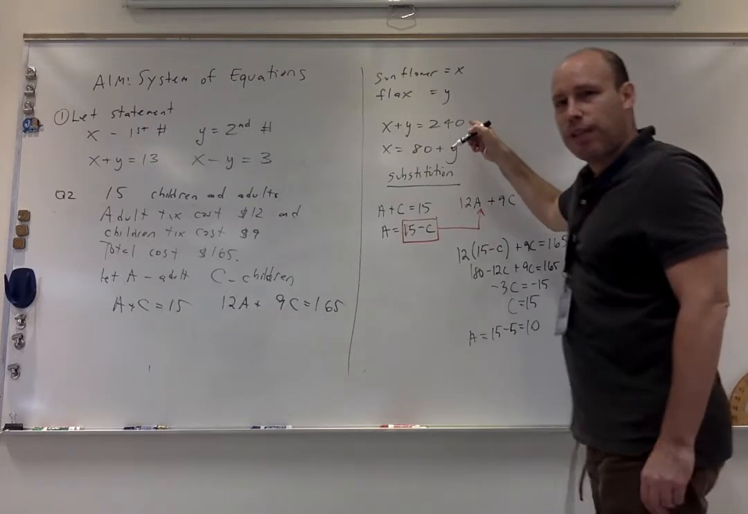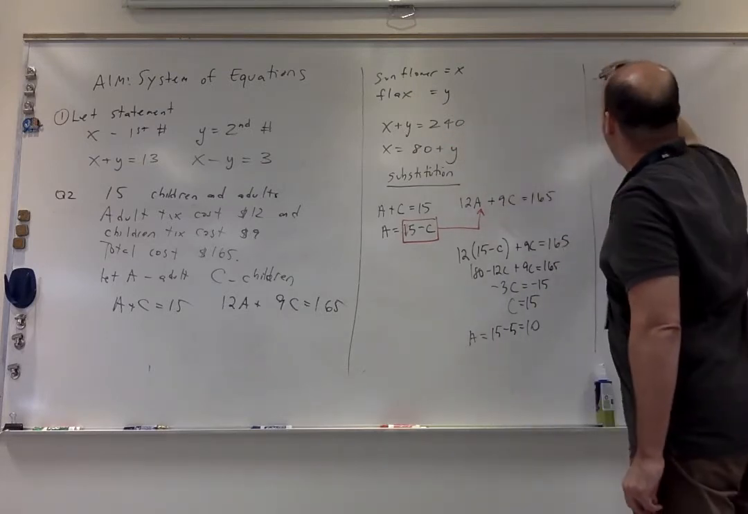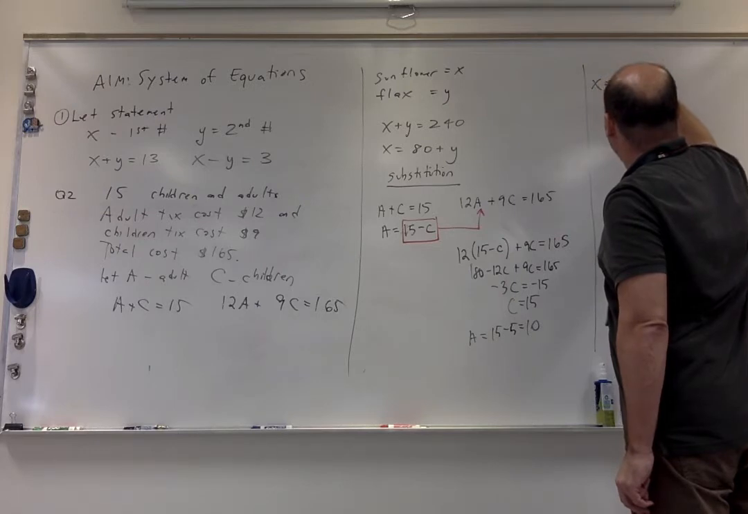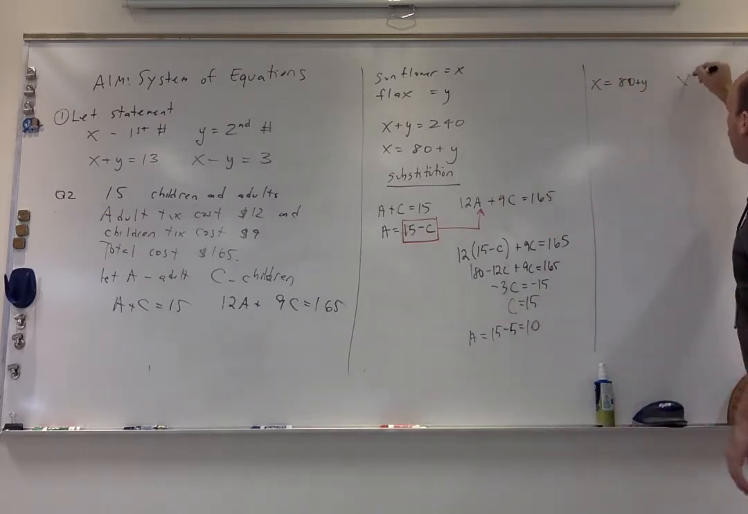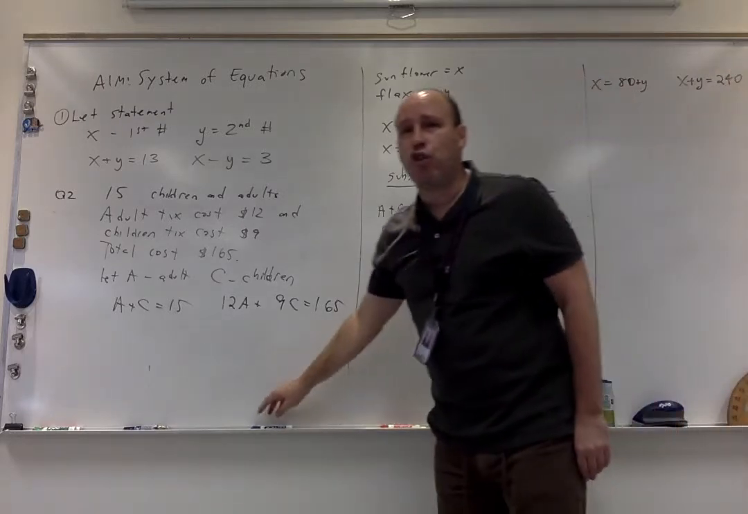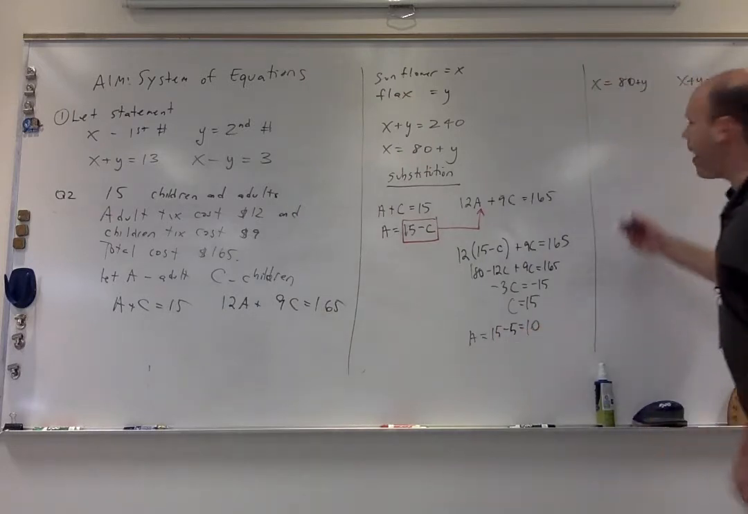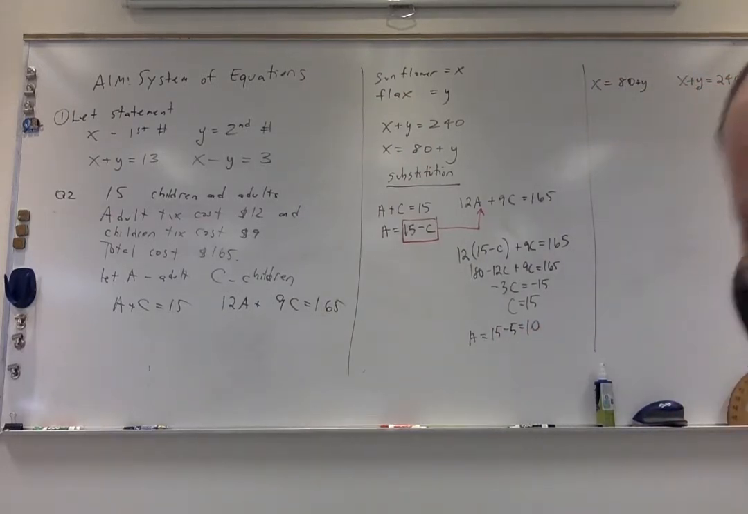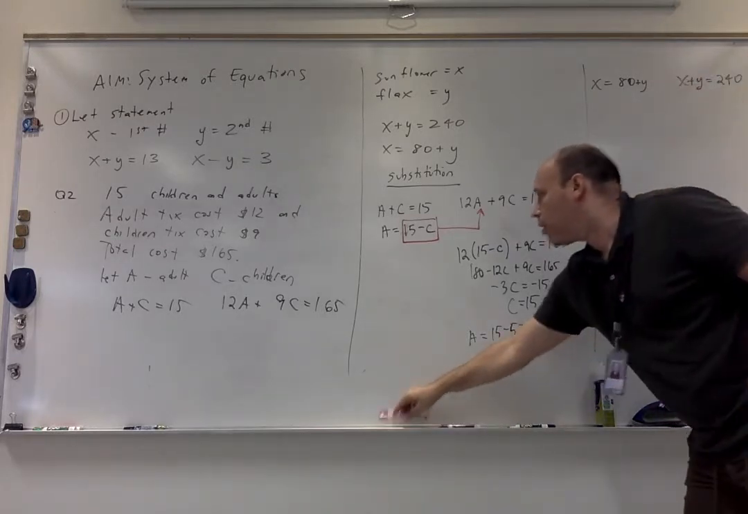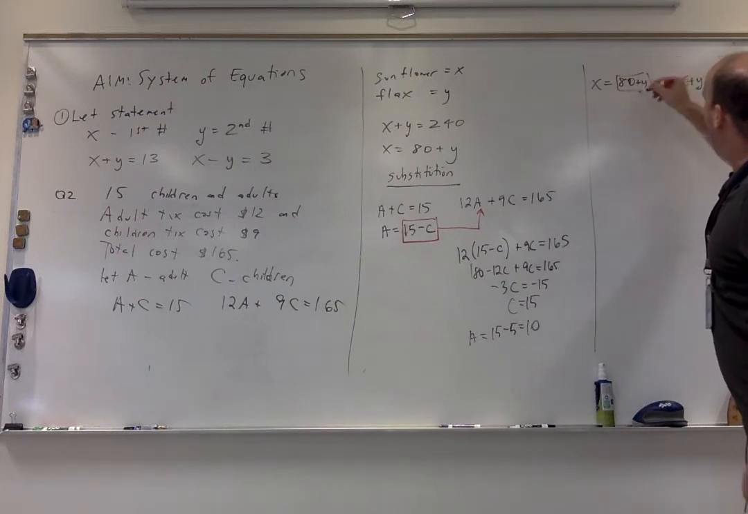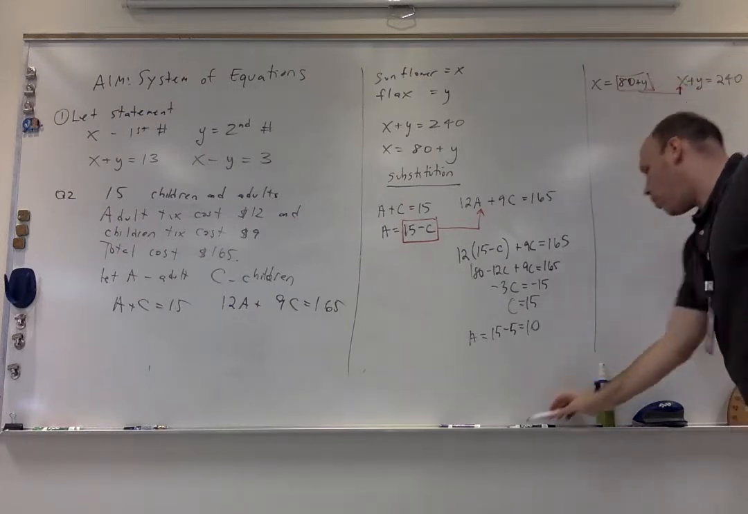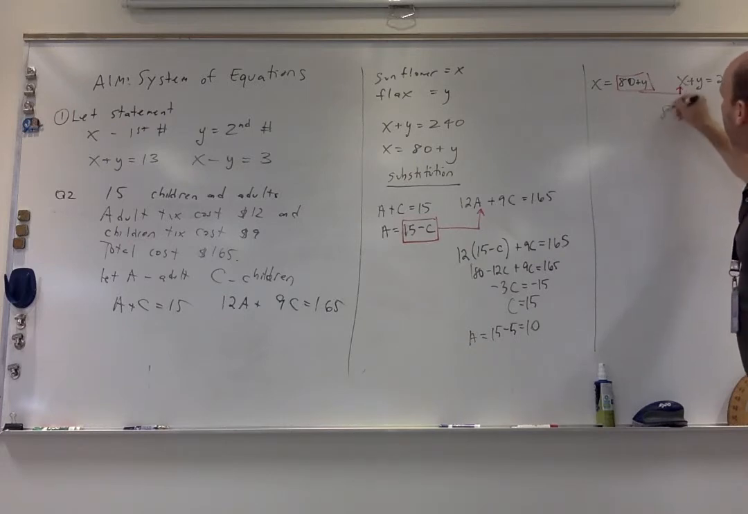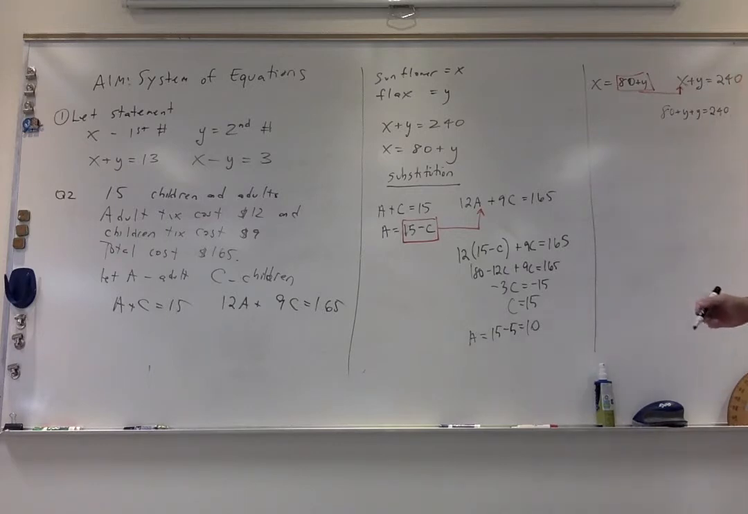Let's look at the question with the sunflower and the flax. So I'm going to say x equals 80 plus y, and my second equation was x plus y equals 240. So I'm going to substitute for x, can you see that? Yes, I'm going to substitute and stick it in here. So my new equation is 80 plus y equals 240. And I solve for y.